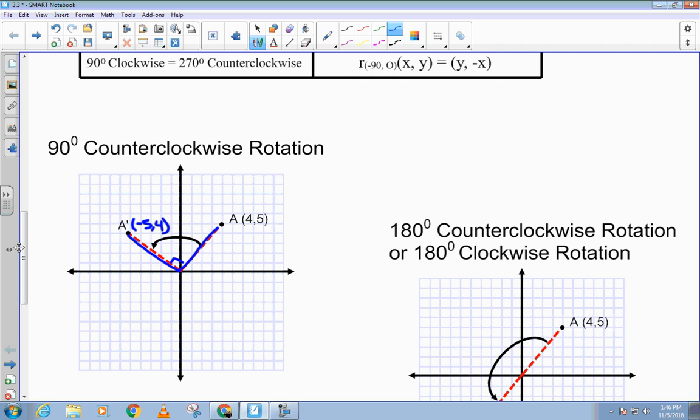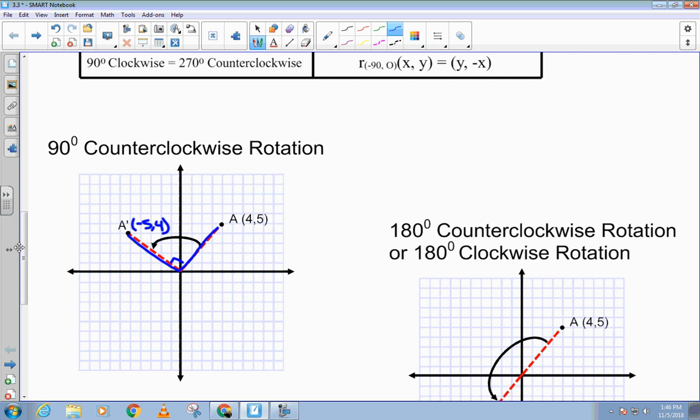Now, how do I remember this? The way I remember it, regardless of what the point is, in my brain I picture a point in the first quadrant. If I'm going to rotate 90 degrees, I have to cross over the y-axis. So that's the one that changes sign. And then they switch places.